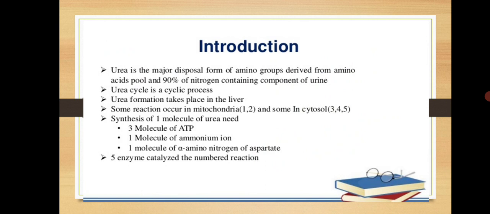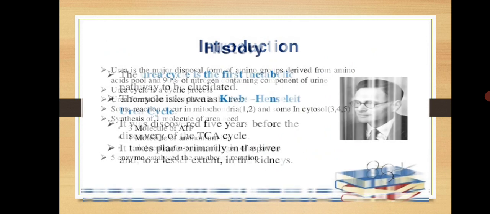To initiate the urea cycle, we require 3 molecules of ATP, 1 molecule of ammonium ion, and 1 molecule of amino nitrogen of aspartate. So what will you require? You will require ATP, you will require ammonium ion, and you will require amino nitrogen of the amino acid aspartate.